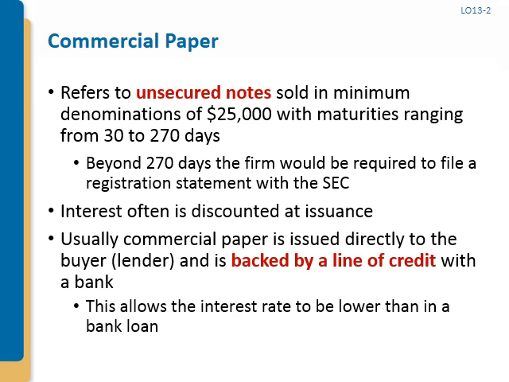Usually commercial paper is issued directly to the buyer, the lender, and is backed by a line of credit with a bank. This allows the interest rate to be lower than a bank loan. Commercial paper has become an increasingly popular way for large companies to raise funds.